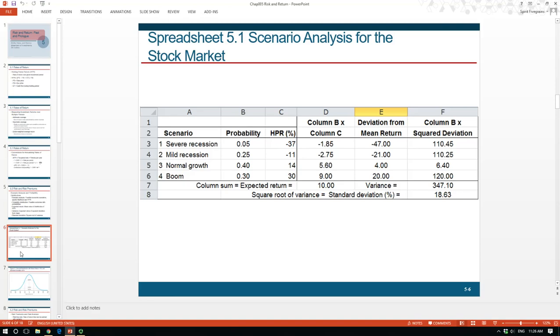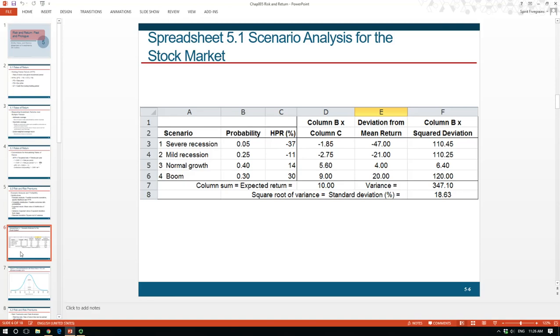of return calculation. And the expected rate of return of your investment is simply equal to the weighted average return on the 4 different circumstances. And here in column D, you see we take a product of probability and holding period return for each scenario, and we add those numbers together, and we get 10% expected rate of return.